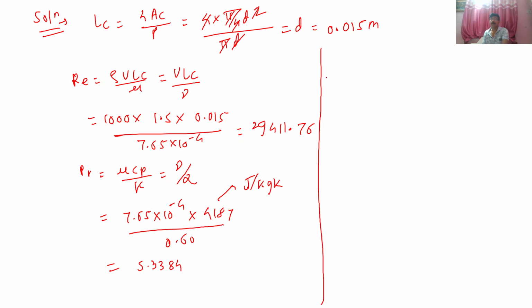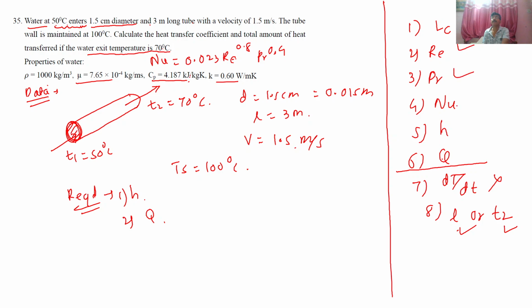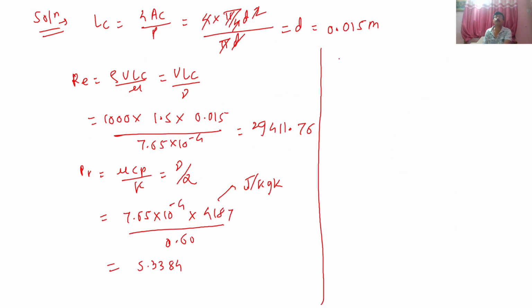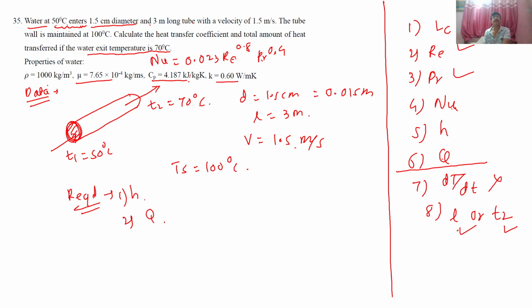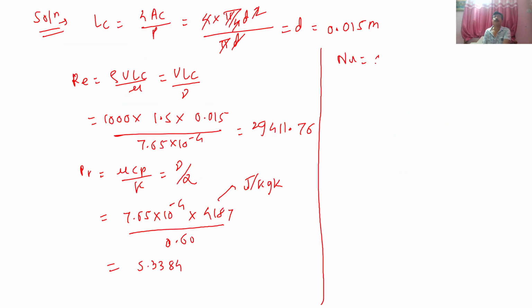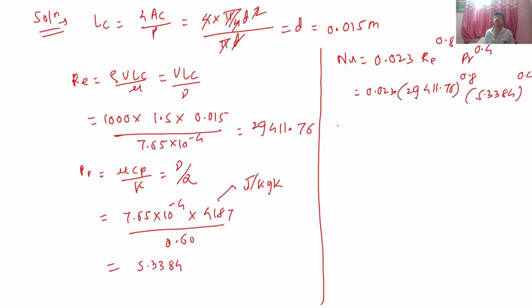After getting Reynolds number and Prandtl number, there is the Nusselt number now. So how to get Nusselt number? By correlation. Only one correlation is given, so we need not select it. It's only one, so we have to use the same: 0.023, Re raised to 0.8, Pr raised to 0.4. Just put the values. 0.023, Reynolds number 29411.76 raised to 0.8, Prandtl number 5.3384 raised to 0.4.